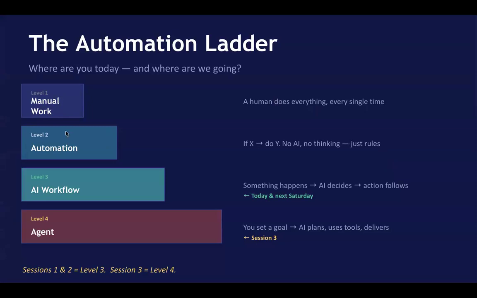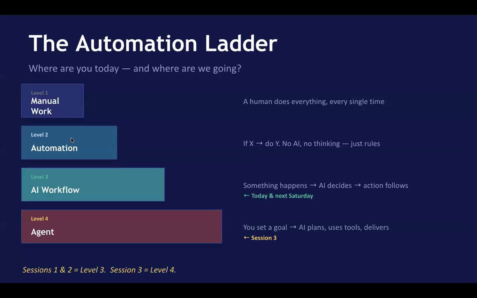Then there is level two, which is automation. Companies for the last 20 years have just been working on very small scope automation. For example, if it's 9 a.m., you have a reminder set for 9 a.m. to remind you to do a meeting with your clients or something like that. Or you get a weekly summary. So if X, do Y. There's no AI in it, no thinking. It's just what you've programmed it to do.